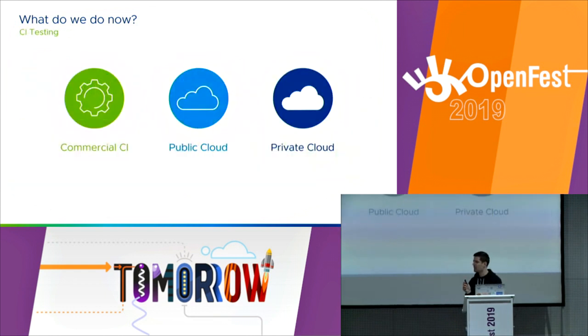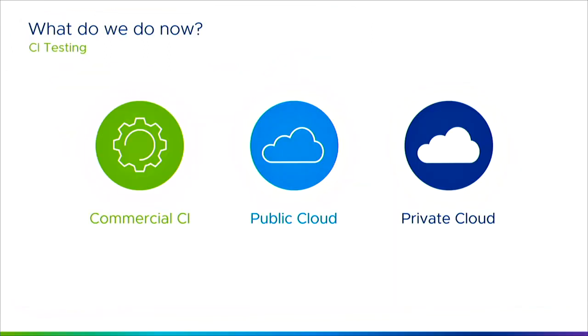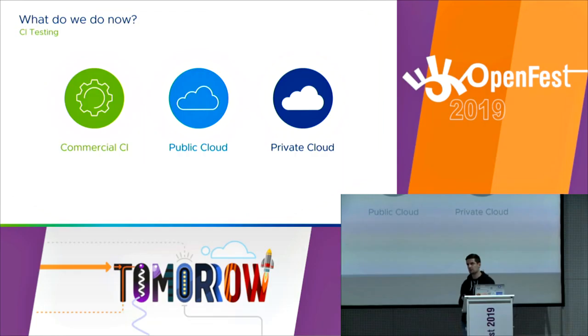Now, what do we do if we are actually in the CI space? Here we have basically three main solutions. We have the commercial CI. The commercial CIs are the normal CIs, Travis, Circle, whatever. These are pretty limited solutions because I'm not aware as of today of any of the commercial CIs providing you with Kubernetes clusters. What they usually give you is some sort of Linux container or some sort of VM, which can be maybe Linux, FreeBSD, Mac, Windows, whatever.